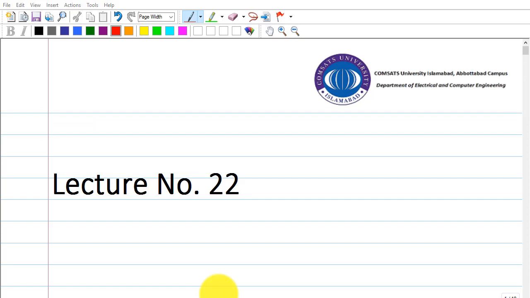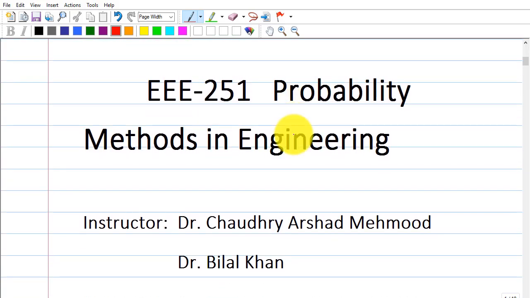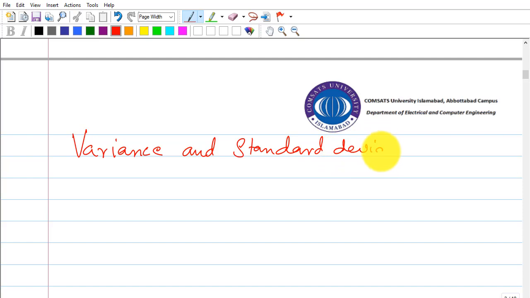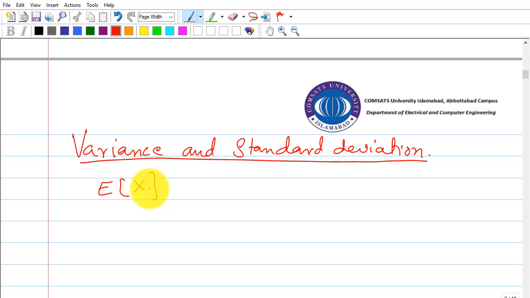So today is our lecture number 22. In this lecture we will start with the topic of variance and standard deviation. So far we have seen the discrete random variables, and one of the important properties of that is the mean, which we call the expected value of the random variable. So this will give me the central tendency of the random variable.